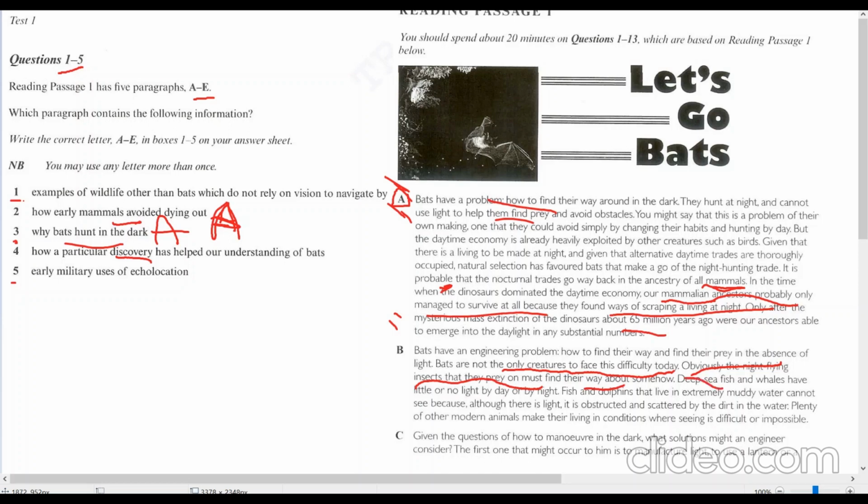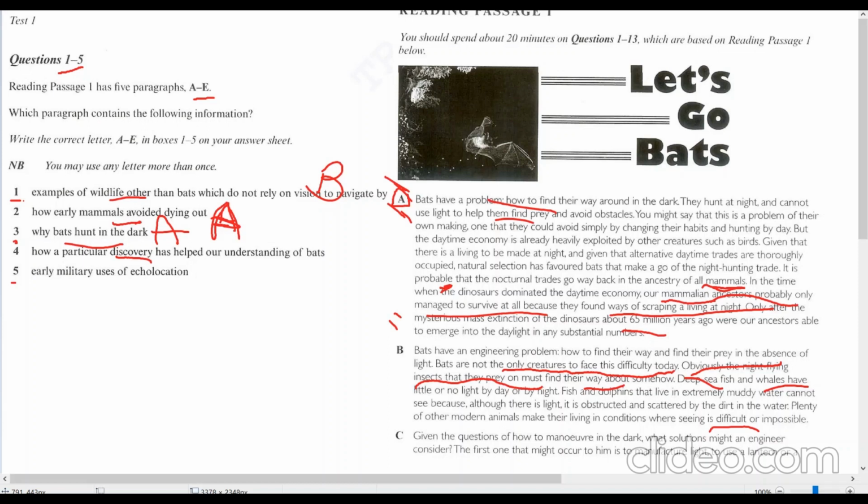Deep sea fish, okay, they're talking about whales also, talking about these creatures. Even if you go down a little bit, they talk about plenty of our modern animals making their living in conditions where seeing is difficult or impossible. Now, where did I read this thing? Like mentioning a number of creatures, actually in number 1. So, examples of wildlife other than bats which do not rely on vision. Yes, this is B. So now this is B.